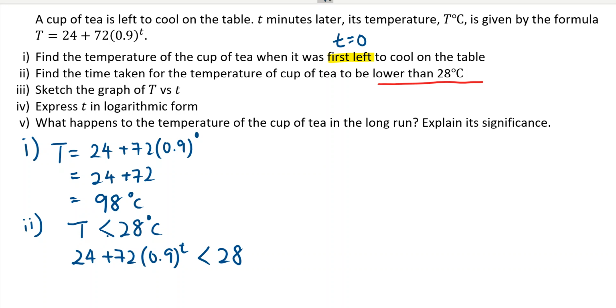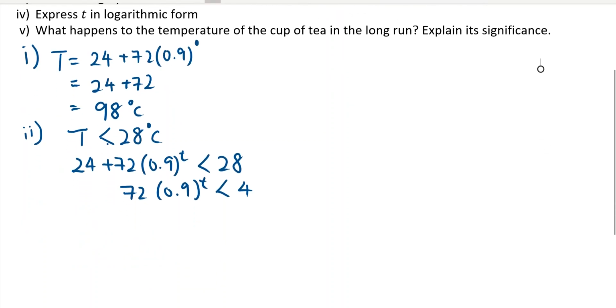Now I'm trying to make t the subject. So I bring over 24, 72 times 0.9 to the power of t must be less than 4, and then the next step would be 0.9 to the power of t must be less than 1 over 18. Bring 72 over, I'll have 1 over 18. Or rather let's do this in case some of you are not sure of what is the mathematics involved. Yes, this is also fine.